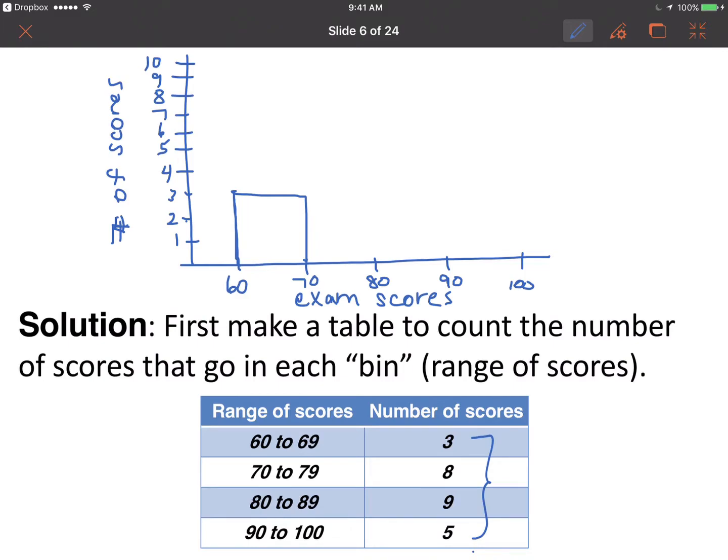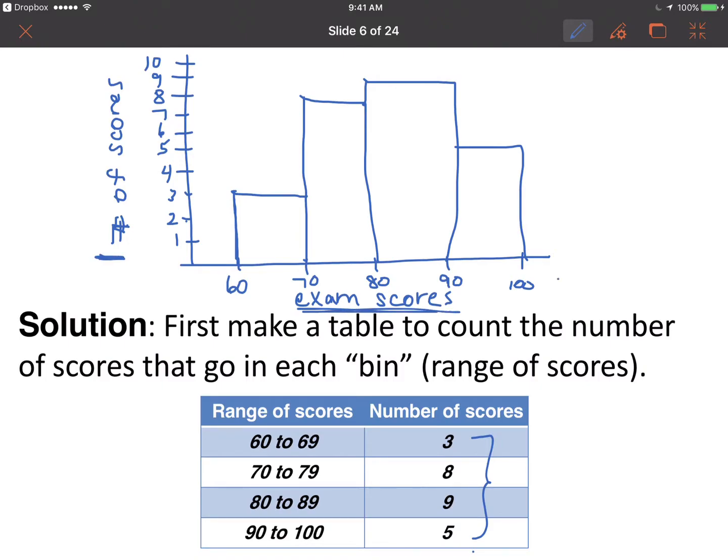I'm going to draw a bar of height 8 between 70 and 80, a bar of height 9 between 80 and 90, and finally a bar of height 5 between 90 and 100. And that's your histogram. So make sure that you label your X and Y axes. Make sure that you're going an equal distance between your tick marks here on the X-axis. And make sure that you build this frequency table here to start when you're asked to make a histogram.